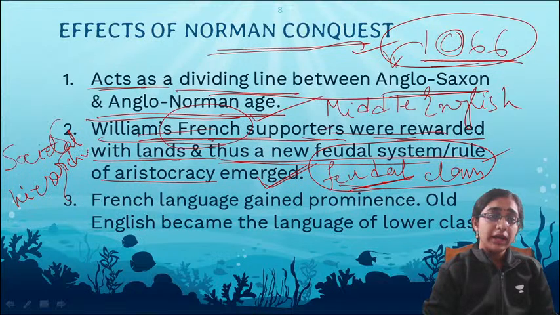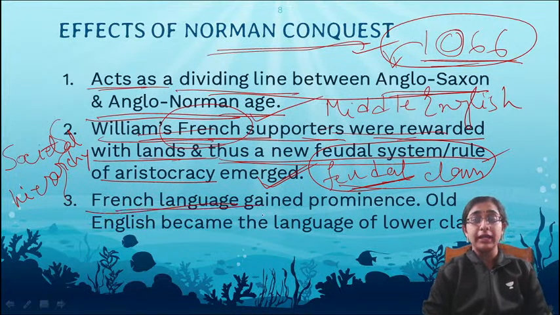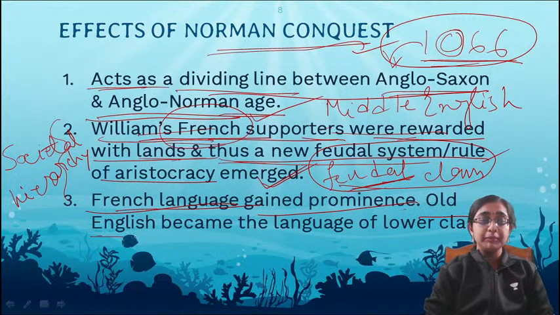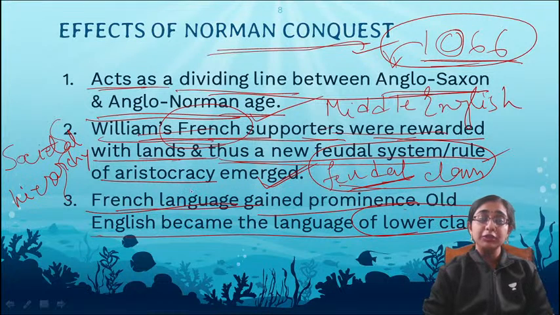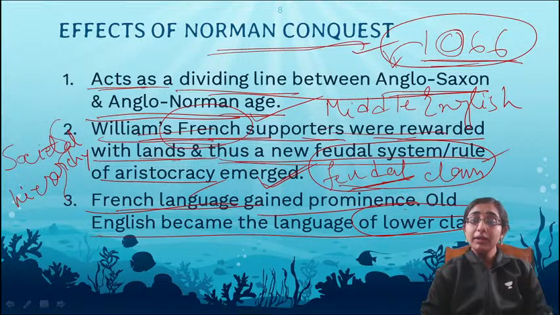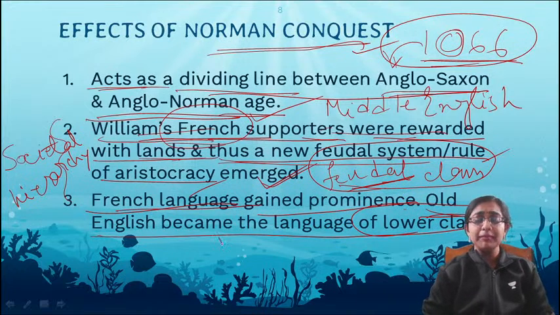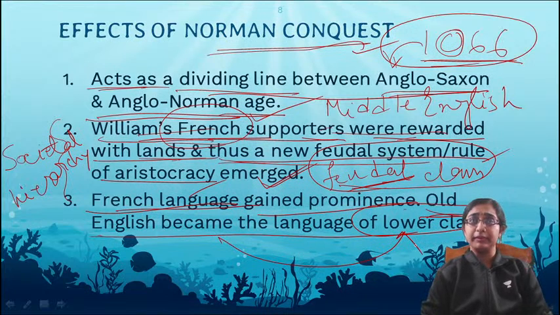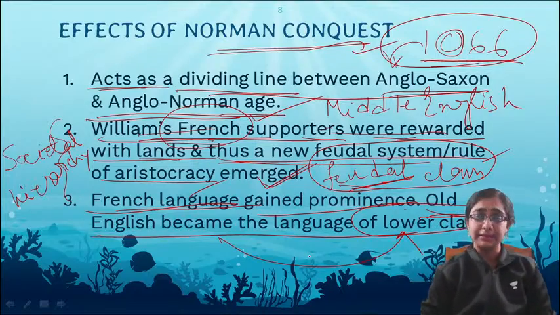Now, if we look at the language or the field of literature, what happened? The French language gained prominence. Okay? And Old English became the language of the lower class. So the French language was prioritized. It became the official language, and the Old English language, which means the Anglo-Saxon language, became the language of the lower class people. So its importance decreased.